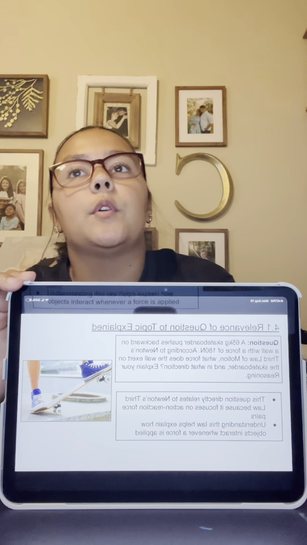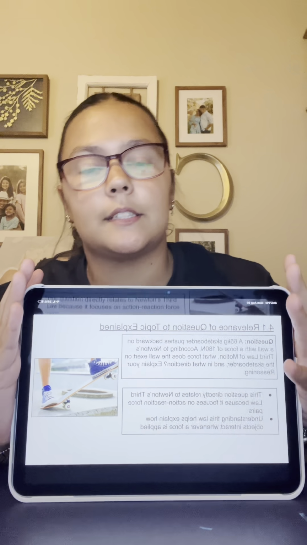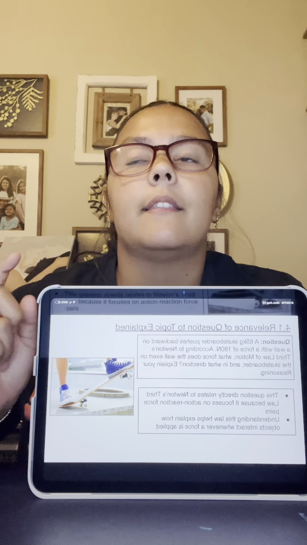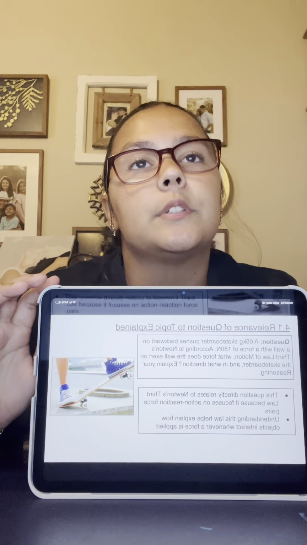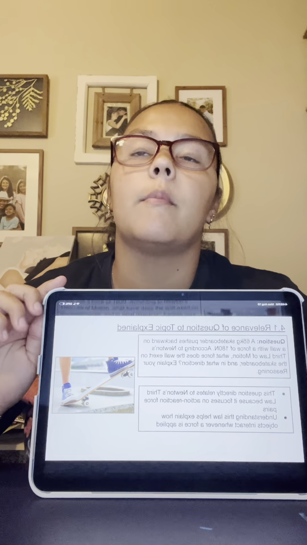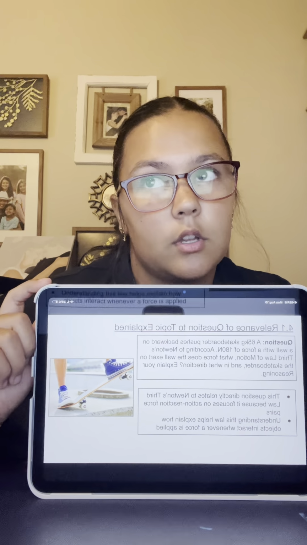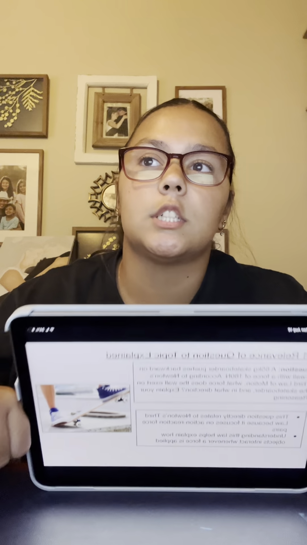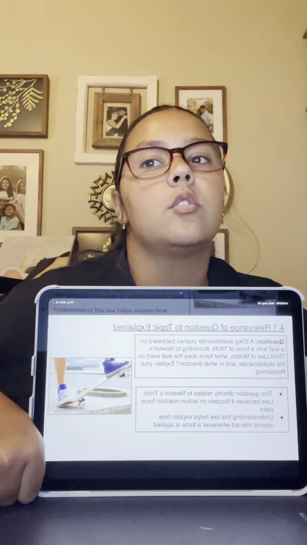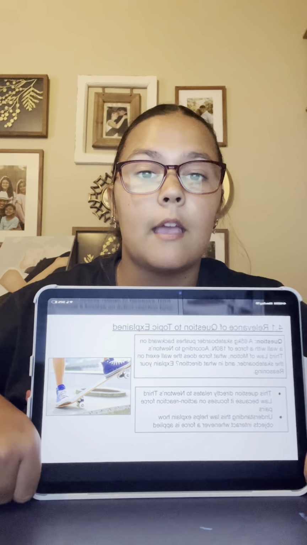Okay, for my relevance of question and topic explained for Newton's third law of motion, I chose to make the question up. A 65-kilogram skateboarder pushes backward on a wall with a force of 180 newtons. According to Newton's third law of motion, what force does the wall exert on the skateboarder and in what direction? And explain your reasoning.